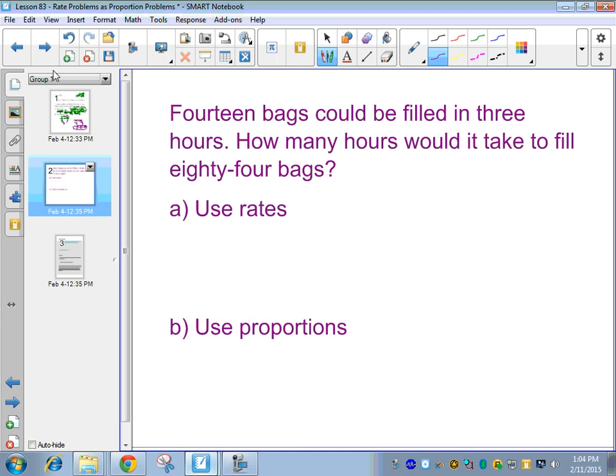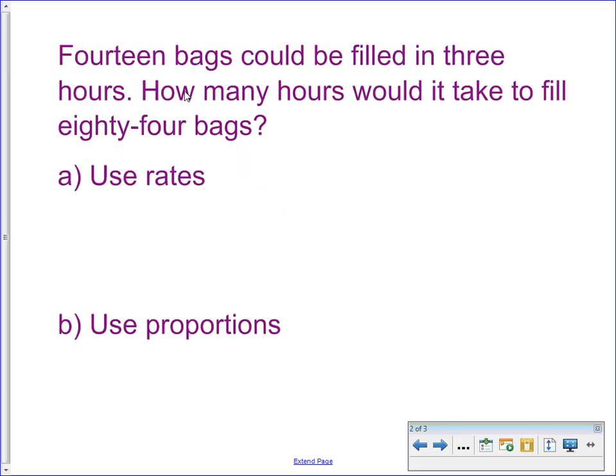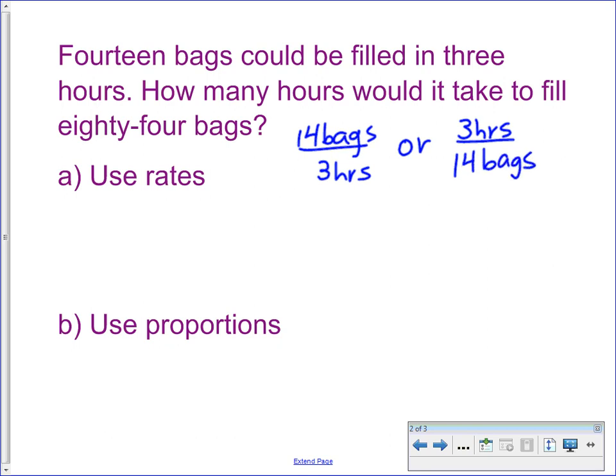Okay, we're going to try the next one. You guys don't have to write this one down, but do the work. You don't have to write the problem down. So here we go. 14 bags would be filled in 3 hours. So Melissa, what are my 2 rates going to be? 14 bags in 3 hours. Good. Or 3 hours in 14 bags. Good job. Now it says how many hours will it take to fill 84 bags.